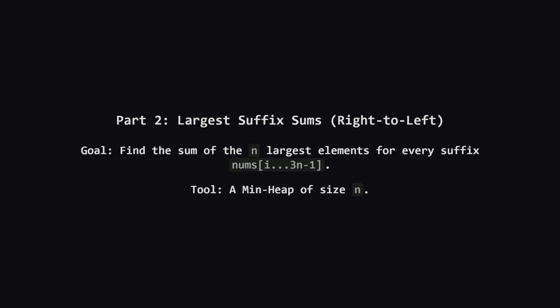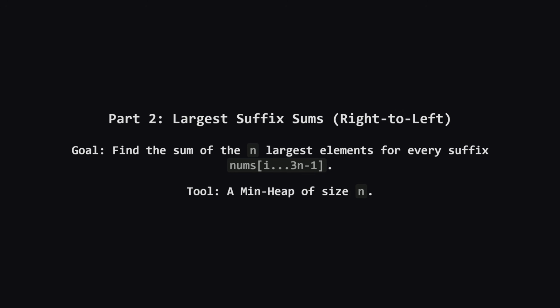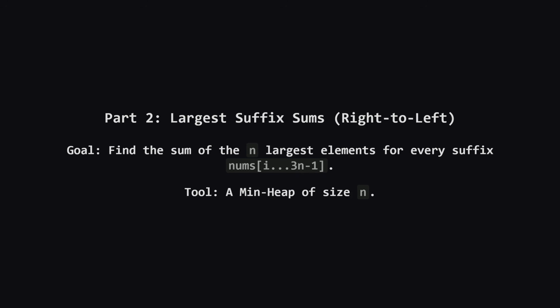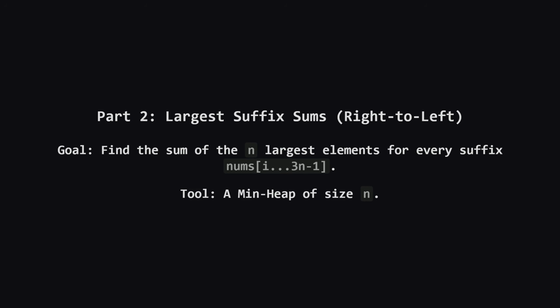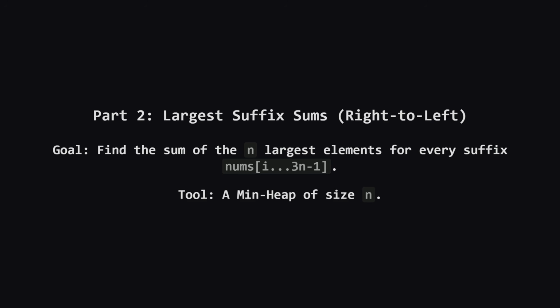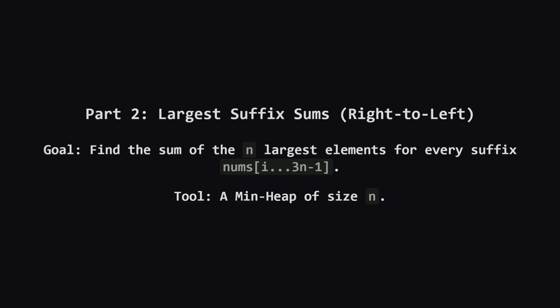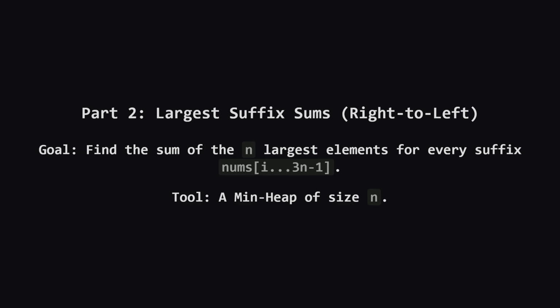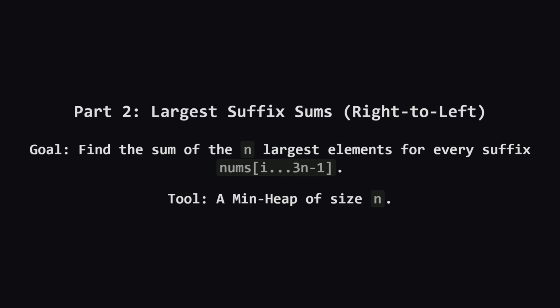Now for the second pass, going from right to left. This time our goal is the opposite. We want the sum of the n largest elements in the rest of the array. For this job, a min heap is perfect. A min heap keeps the smallest item at the top. We'll add numbers to our min heap, and if it gets too big, we'll just remove the smallest one. This ensures our heap always holds the n largest numbers. Again, we'll calculate this sum for each possible starting position of the second part.